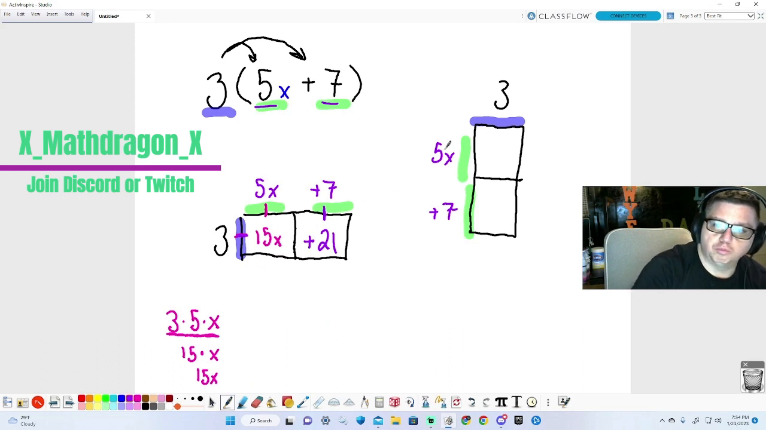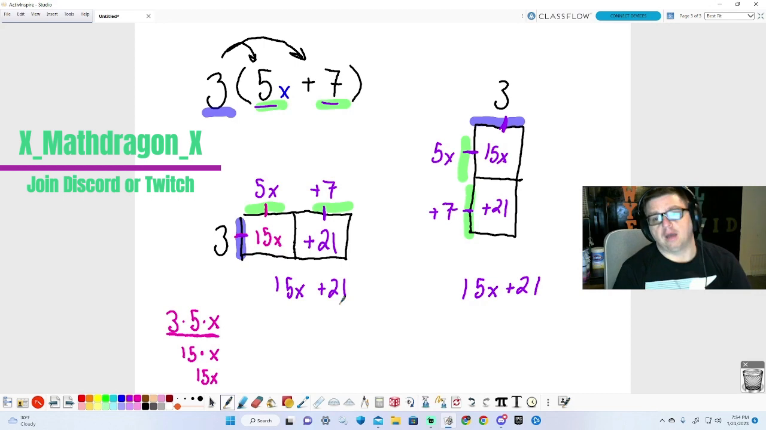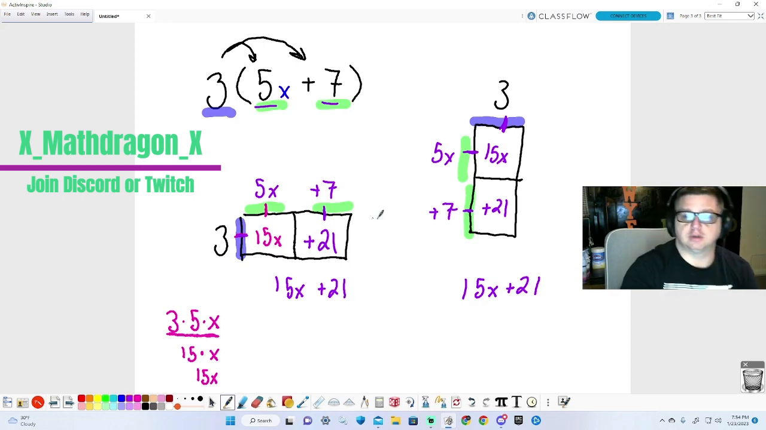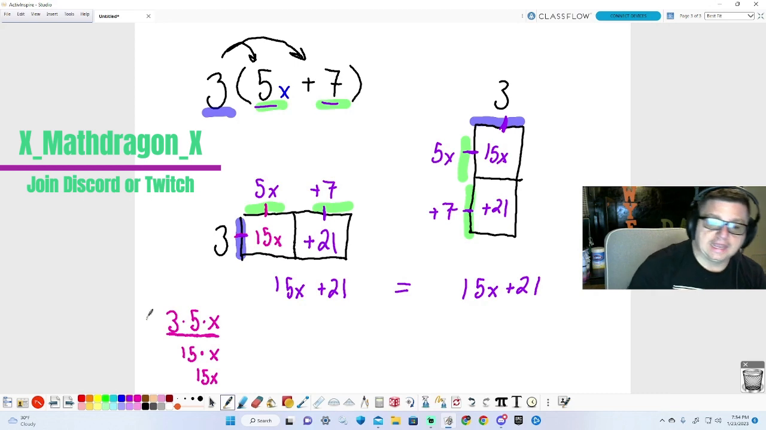So let's try over here. Row times column. 5 times 3 is 15. Bring the x, and then 3 times 7 is a positive 21. And if we rewrite these two terms, we get 15x plus 21, or if we rewrite these two terms, 15x plus 21. Now, see, we get the same answer either way. These are both equal.